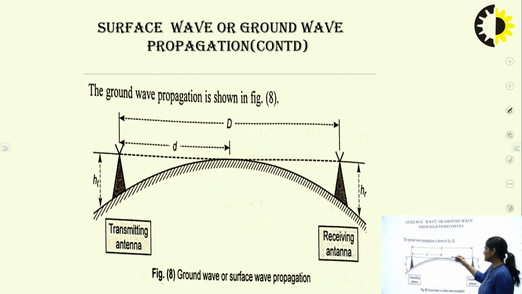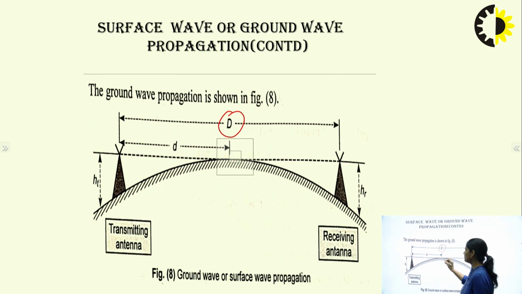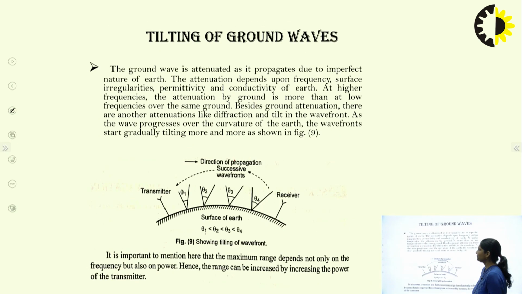So you can see this is ground wave or surface wave propagation. This is your transmitter, this is your receiver. The distance between transmitter and receiver is represented by D. If you are considering the origin of this distance, that is d, and the complete distance from transmitter to receiver is represented by capital D.